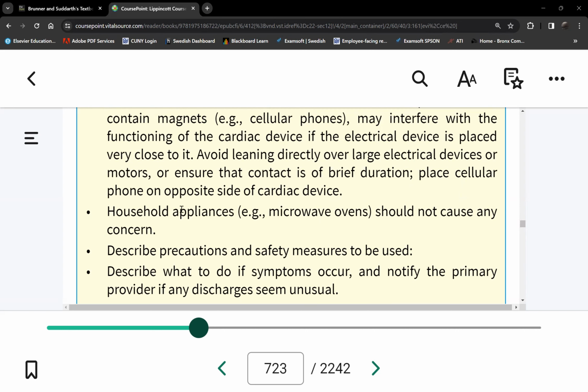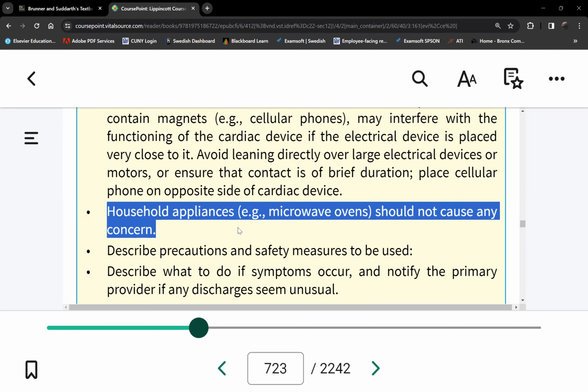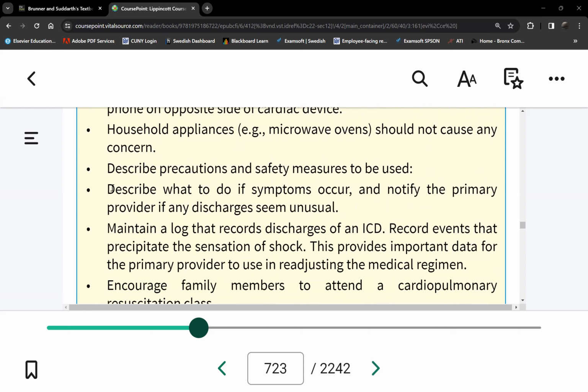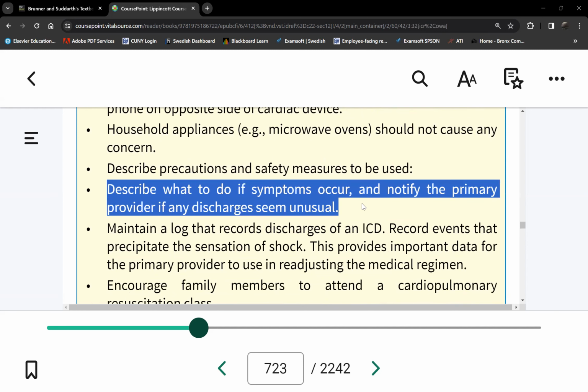Office equipment and household appliances are fine. So TVs, radios, right? Again, avoid large speakers. Tell them what to do. Let's say they have symptoms of decreased cardiac output, like syncope, palpitations, dizziness, lightheadedness. That's reportable.